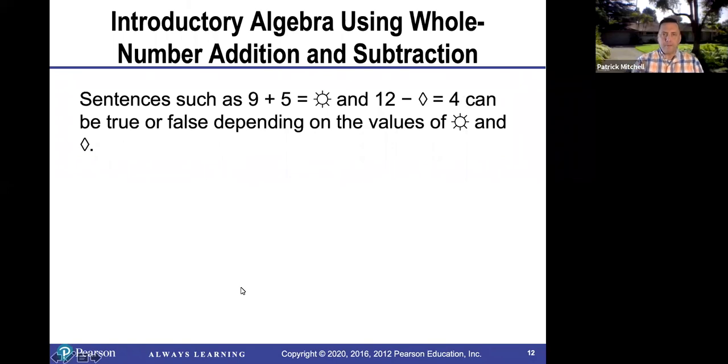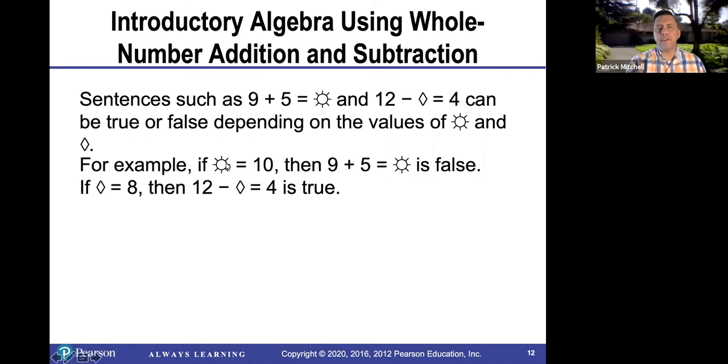Introductory algebra using whole number addition and subtraction. Sentences such as 9 plus 5 equals sunshine symbol and 12 minus diamond equals 4 can be true or false depending on the values of those 2 symbols.